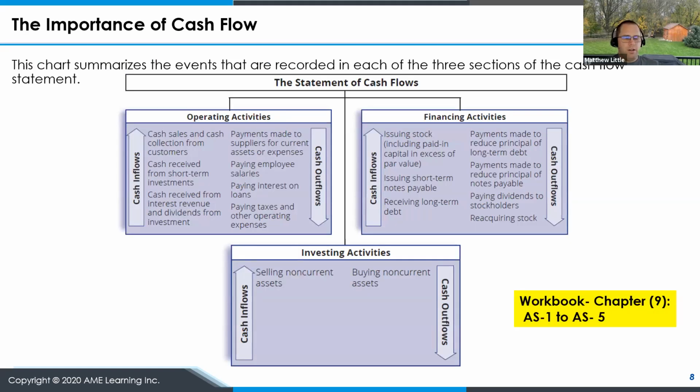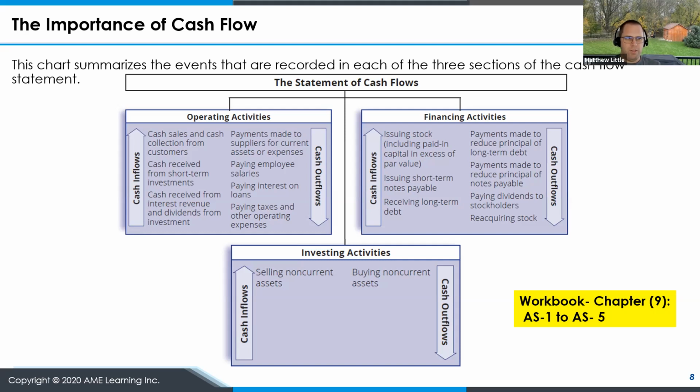So this chart here on screen just kind of summarizes the different components of the statement of cash flows, where on the left-hand side, we talk about operating activities. So we talk about cash sales and cash collection from customers, cash received from short-term investments, cash received from interest revenue and dividends, cash going out for suppliers, salaries, interest on loans, etc.